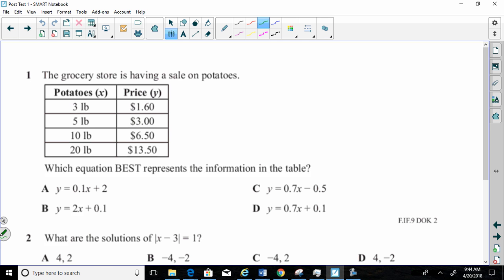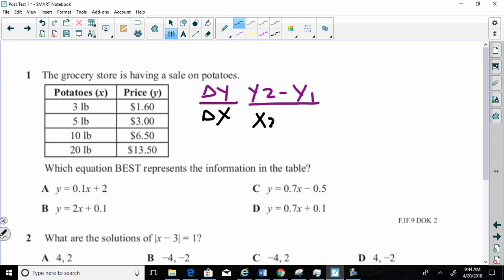So the way they want you to do it is, here's the y and the x. If they want you to find the slope, the formula, remember, is change in y over change in x, or you're given this equation, y2 minus y1 over x2 minus x1. So what is the change in y from 1.6 to 3? What's happening? Plus 1.4. And then from 3 to 5, what's happening? Plus 2, right? So my change in x is adding 2, and my change in y is adding 1.4.